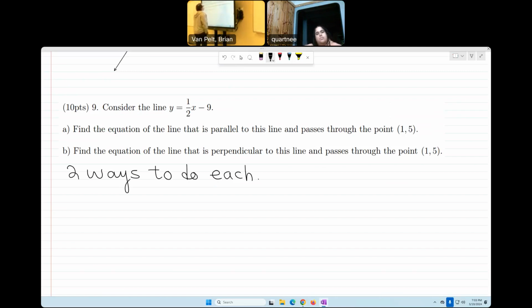All right, anyways, what you need to do first of all is understand what parallel and perpendicular mean. Can you tell me what the m is going to be for parallel? 1/2. Can you tell me what the m is going to be for perpendicular? Negative 2 over 1. So negative 2. All right, so the way you're doing it is you're using the point slope formula.